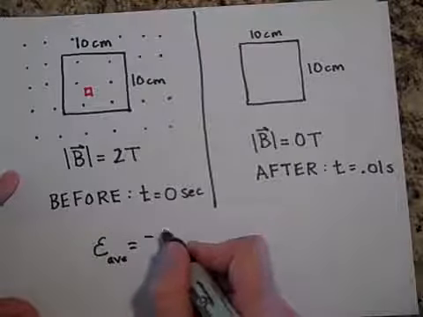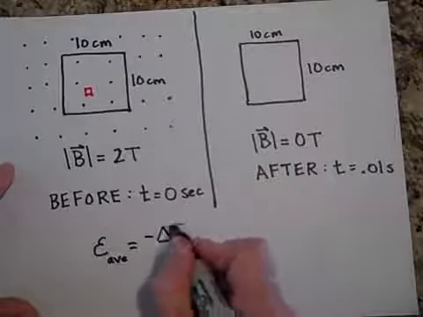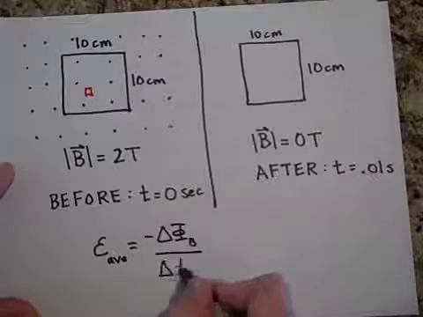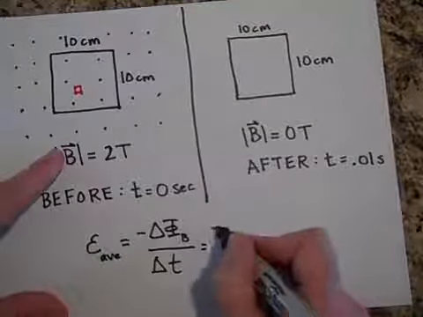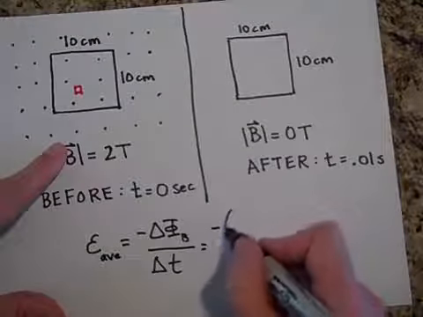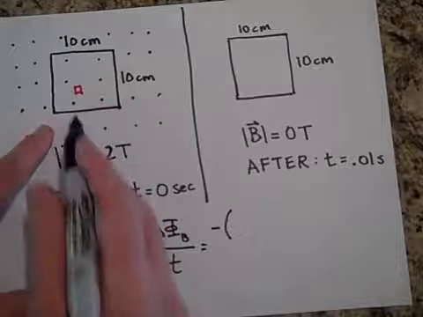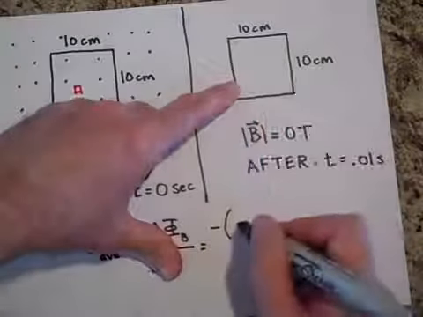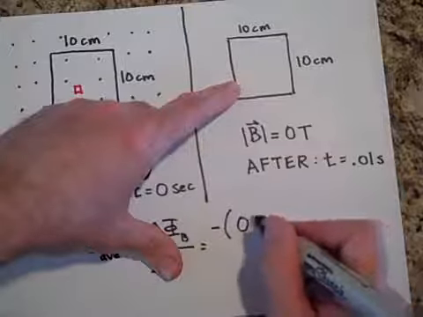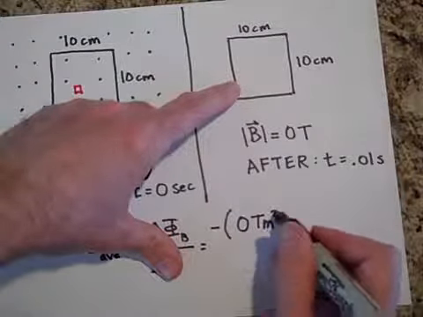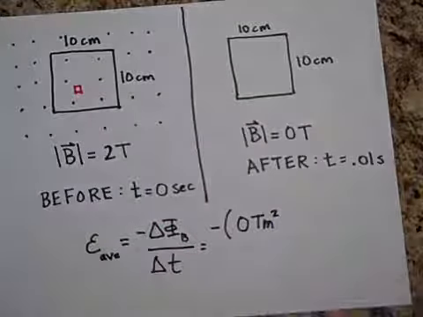It's going to be equal to the negative delta phi over delta t. So that's a negative. And for delta phi, I'm going to do the final flux minus the initial flux. The final flux is 0. So there's no flux in here. Flux is Teslas times meters squared, or Webers.